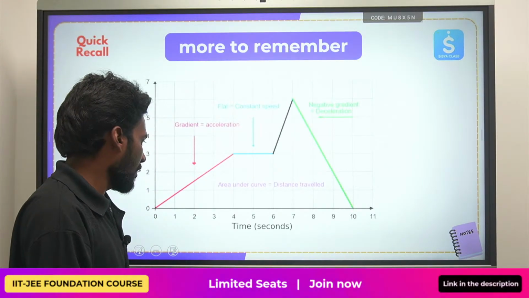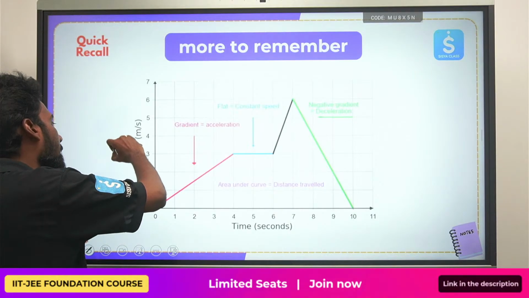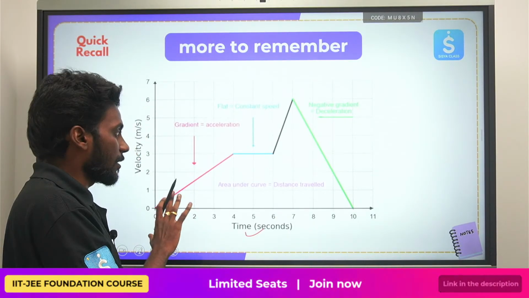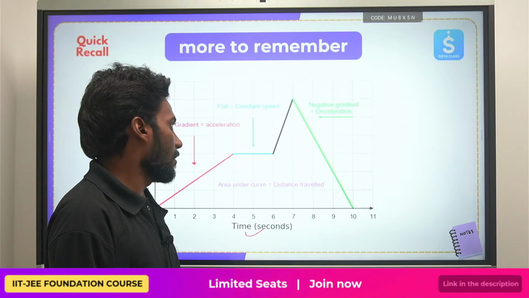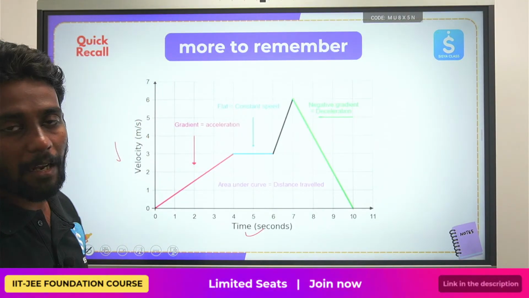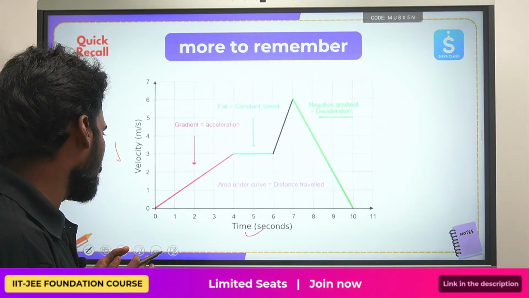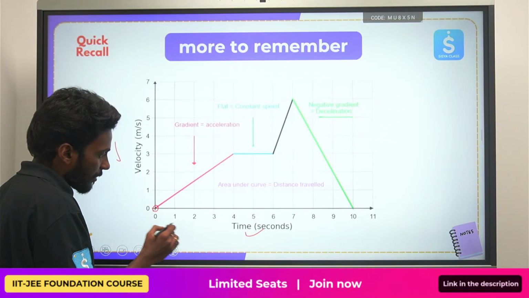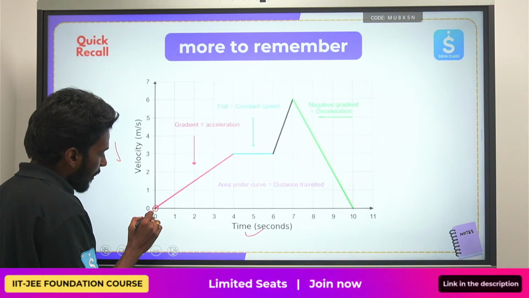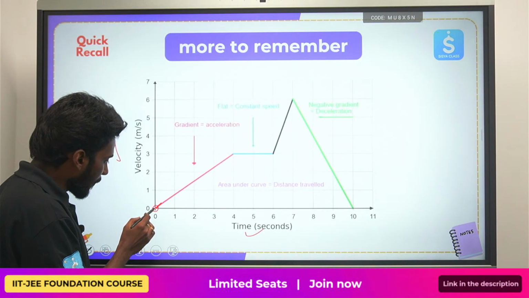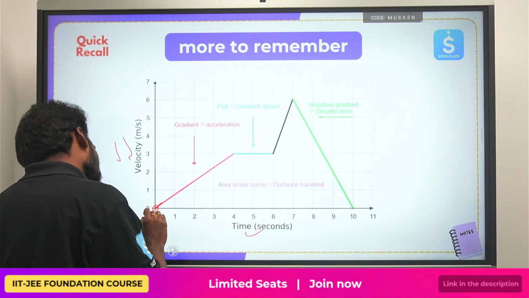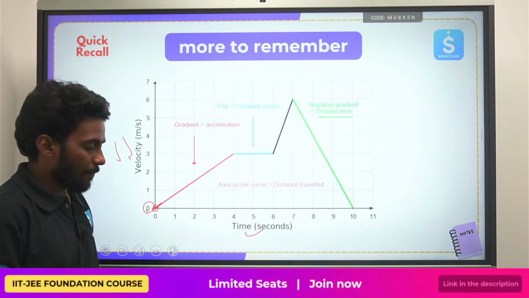Now coming to the next point in the graphs. So again I'm showing you the velocity time graph for a better understanding of all of you, right? So here, if we consider this graph, what can we derive from this? Let us see from the beginning. Here the time started from 0, right? The body started its journey from the 0th second. At the 0th second, what is its velocity? The velocity is also 0 meter per second, right?